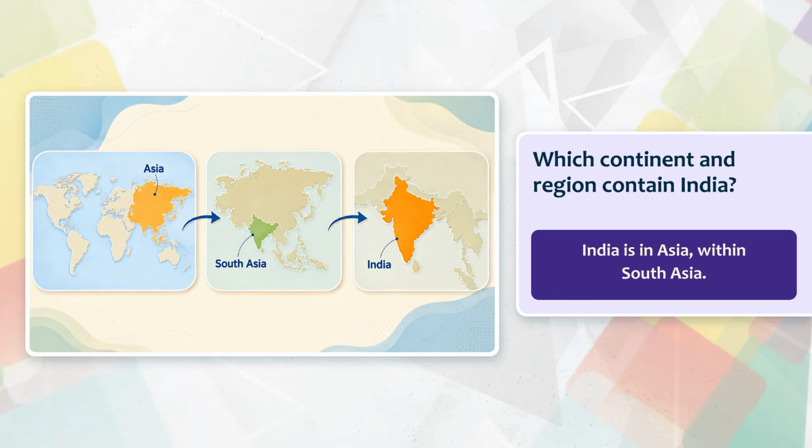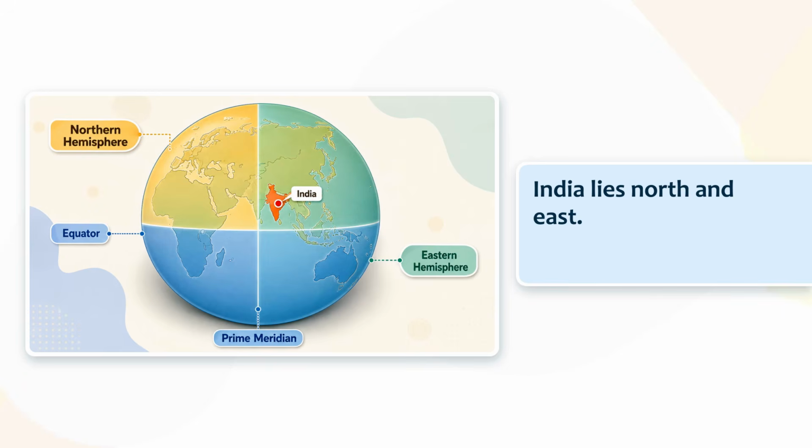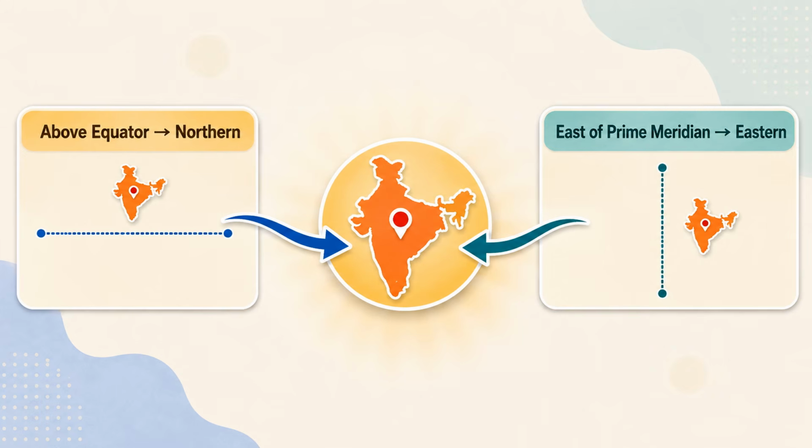Next, we will use the equator and prime meridian to place India in two hemispheres. India is above the equator and east of the prime meridian, so it lies in the northern and eastern hemispheres. The two reference lines now give a precise position. India lies north and east. North refers to the equator, and east refers to the prime meridian. The equator gives the north, south half, and the prime meridian gives the east, west half. Reading India's side of both lines places it in the northern and eastern hemispheres.